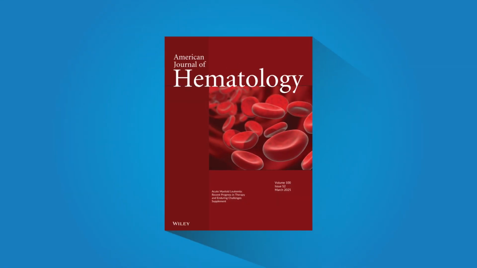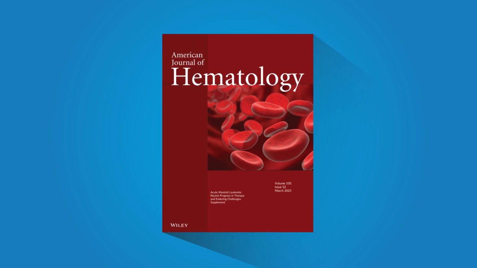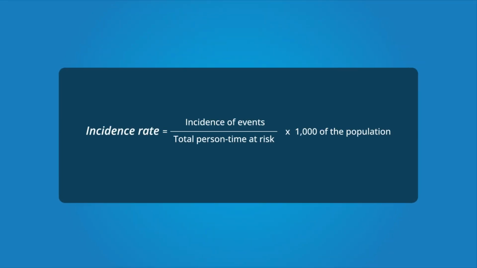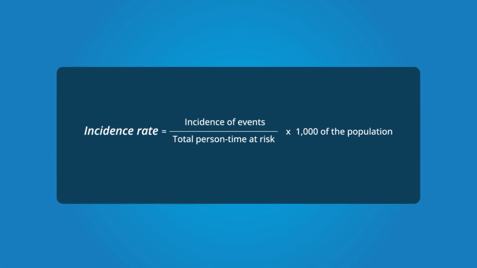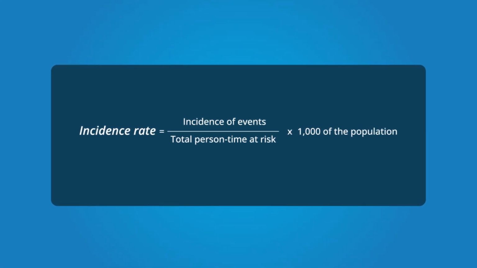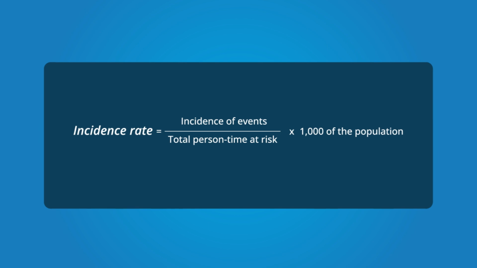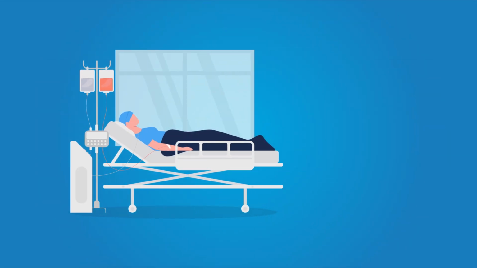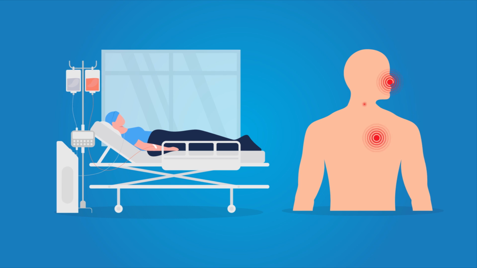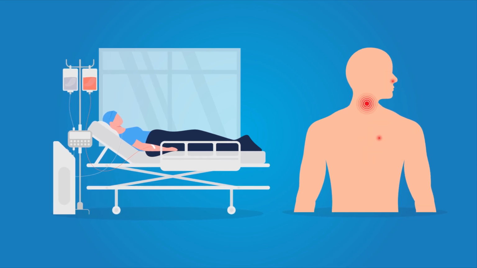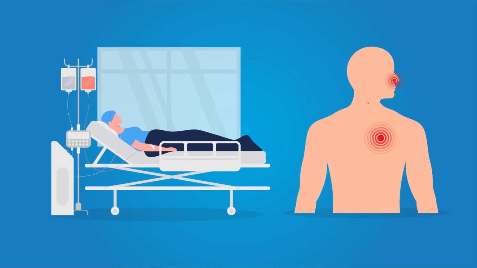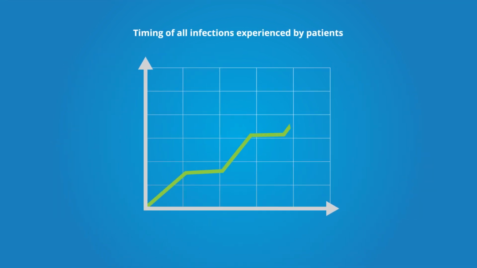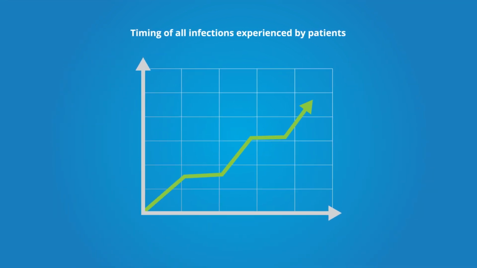In a recent editorial published in the American Journal of Hematology, researchers proposed using the incidence rate, which is incidence of an adverse event divided by the total person time at risk, as a more appropriate metric for assessing infection risk. According to the article, an incidence rate that includes all infection events experienced by individual patients would provide a more comprehensive measure and allow the timing of all infections experienced by patients to be better understood.